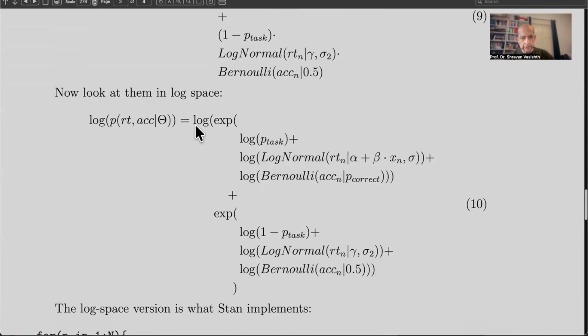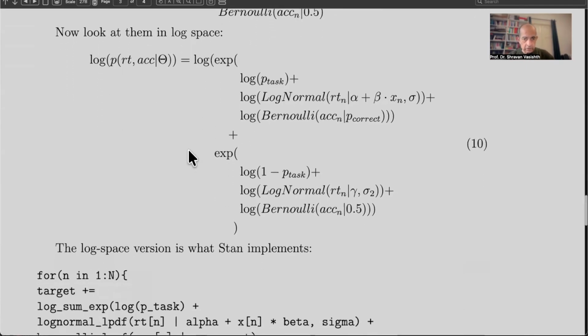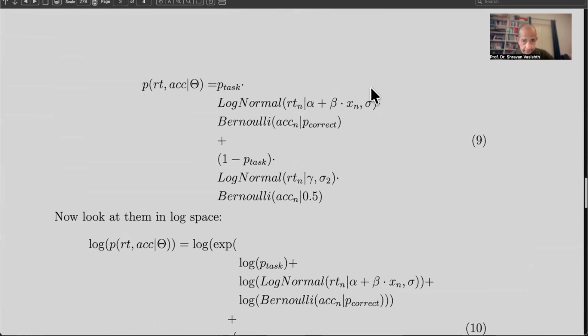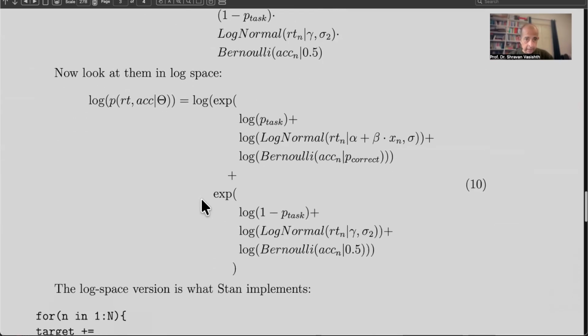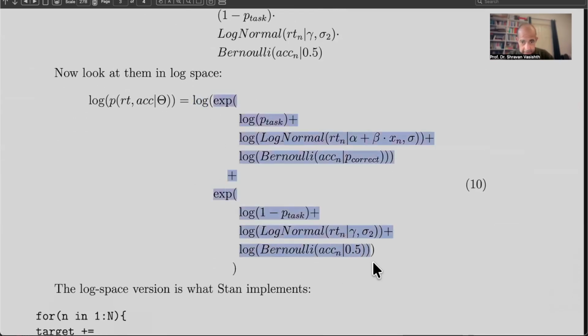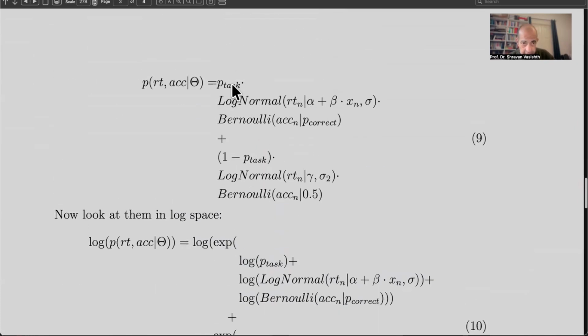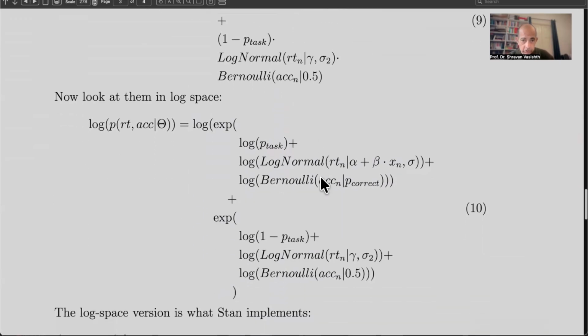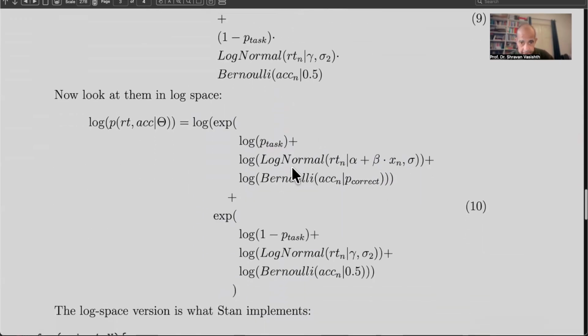You will see the Stan code in a moment. This whole thing is now wrapped in a log. That's why this log is now encompassing this entire thing here. So now we have sums of terms. First we are converting everything to logs. These 3 products are being converted to logs so that we can talk about sums instead of products.